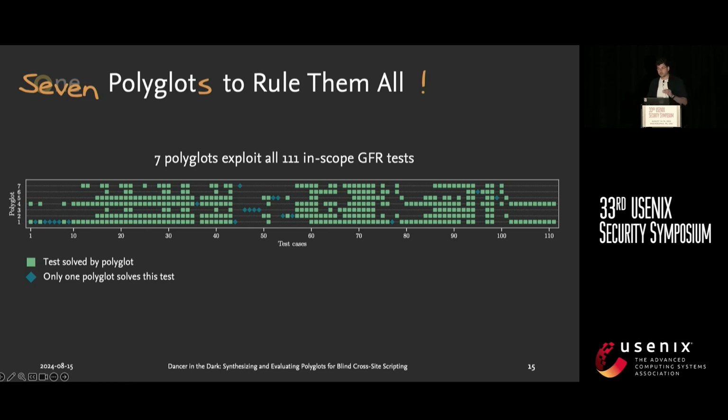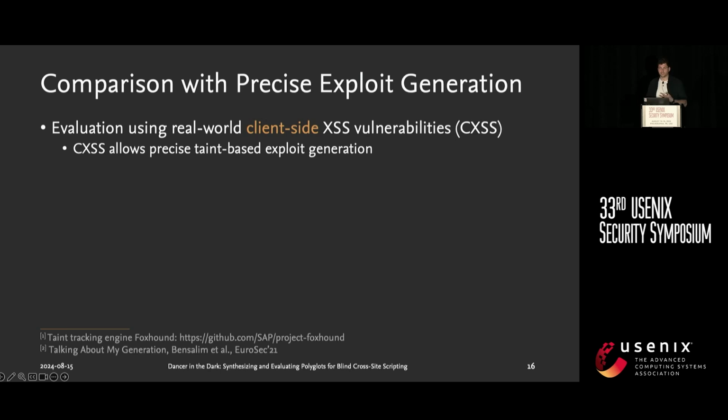Okay, so at this point in our work, we have learned that we can create polyglots that solve this synthetic Google Firing Range testbed. But the question still remains if these also work for real-world vulnerabilities. And the easiest way to obtain real-world vulnerabilities is through client-side cross-site scripting, which is what we do.